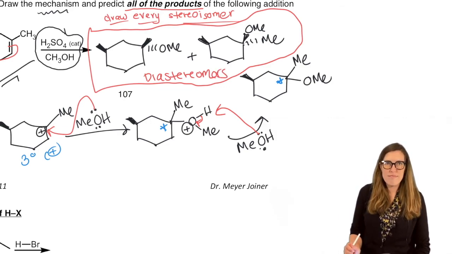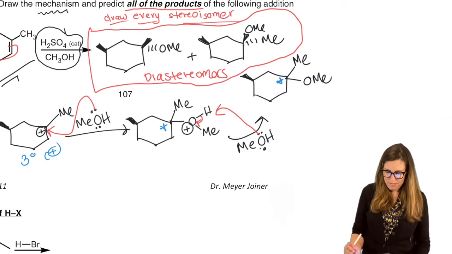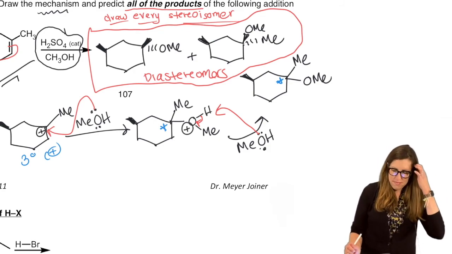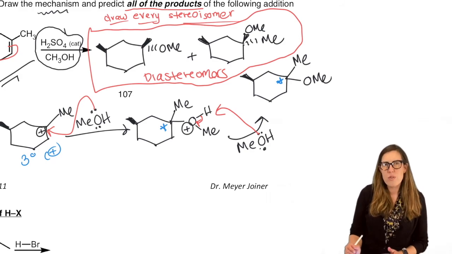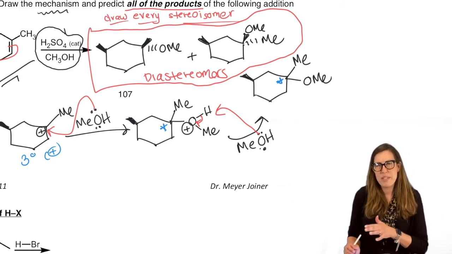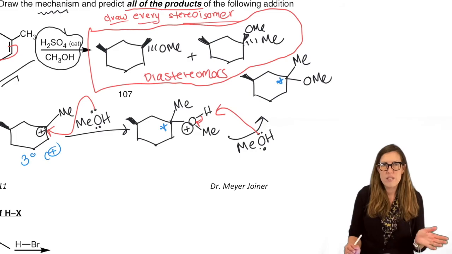That's hard, right? That's hard. Do we always form diastereomers? No, we can sometimes form racemic mixtures. Do we always form a racemic mixture? No, you've got to work it out. You still have to think through that.